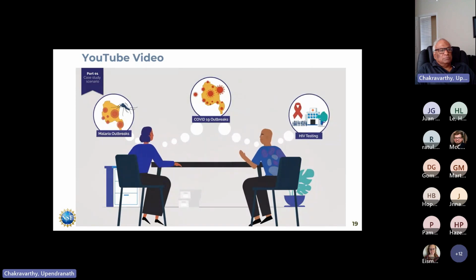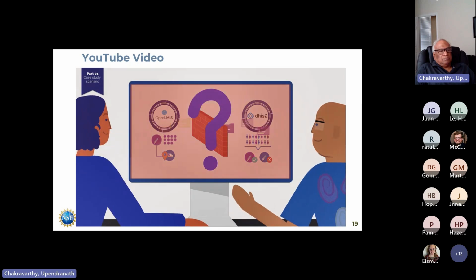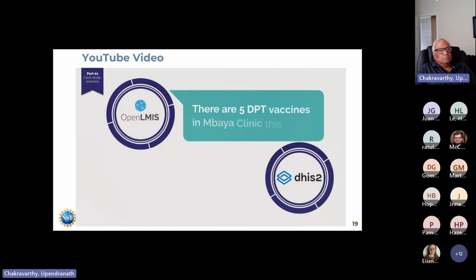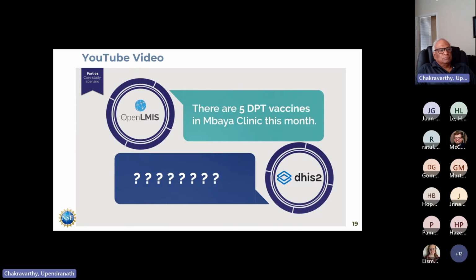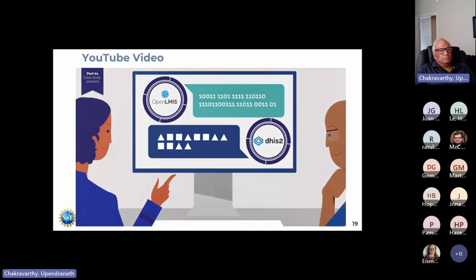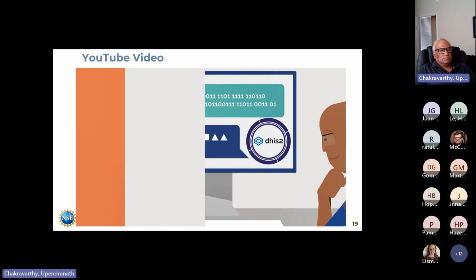But why can't these 2 applications automatically exchange information with each other? Well, when Open LMIS tells DHIS2 there are 5 DPT vaccines in Umbaya Clinic this month, DHIS2 cannot understand Open LMIS's shared messages because they use different vocabulary and grammar to describe the same data values. So how can we help people like Isaac and Lucy get these systems to communicate? Let's explore that next.